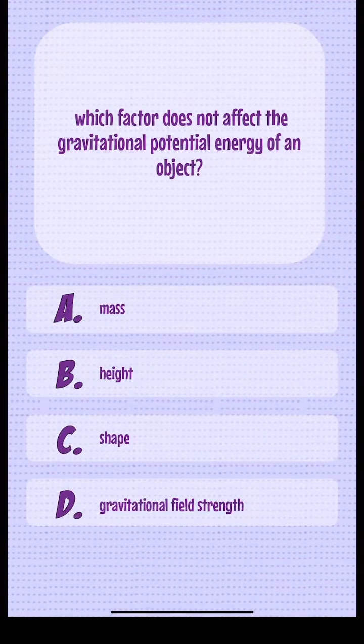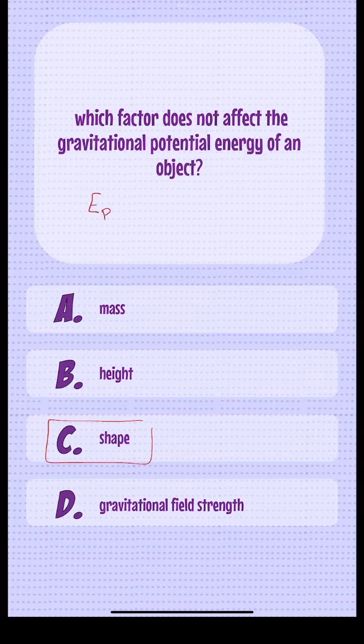Which factor does not affect gravitational potential energy of an object? So out of all of these, what do you think the answer is? You just need to remember the equation and see what's not in the equation. If something's not in the equation, then it doesn't affect it. So we've got people saying C. Yeah, because it's to do with the equation.